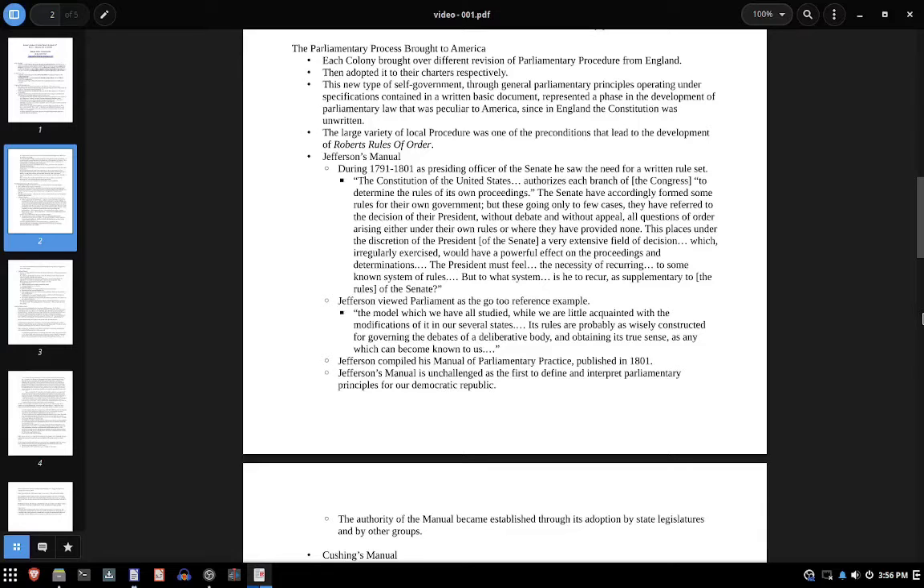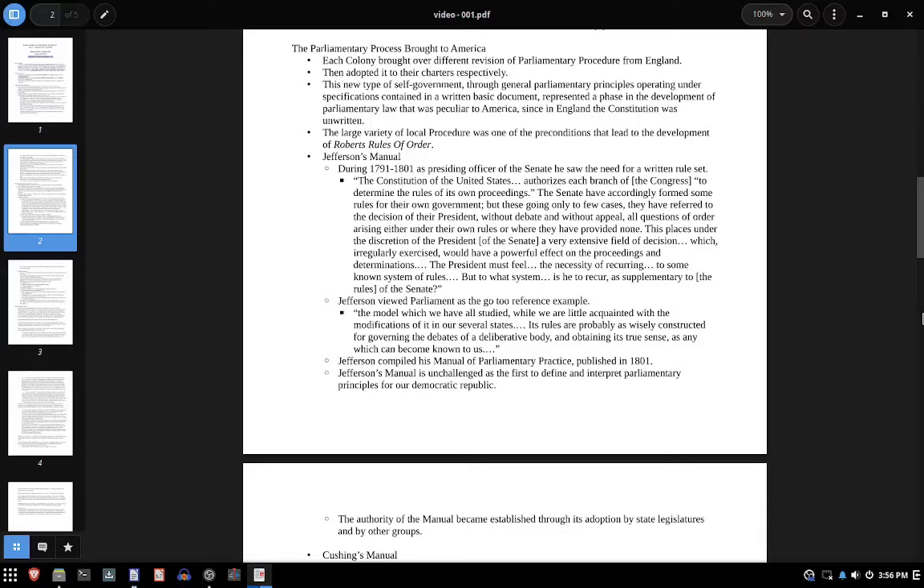Now, before we get to Robert's, we got Jefferson's Manual. He was concerned when he was the presiding officer of the Senate from 1791 to 1801 that the Senate didn't really have a worked out system of rules, and often they would appeal to the president to make a decision, and there was no appeal from the president, and he made decisions on almost everything.